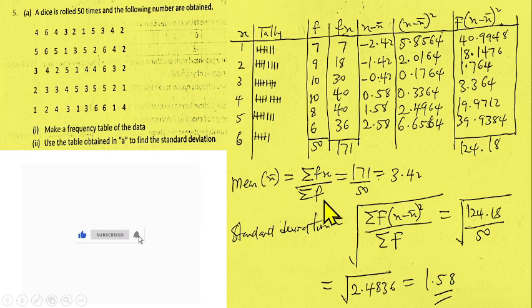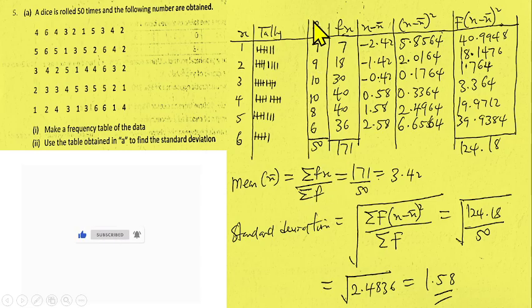So how do you get standard deviation? Standard deviation is the square root of the summation of f into x minus x bar squared over summation f. And in our formula here we are having x bar, which is mean, so we need to first get our mean, which is x bar, before we can now go to standard deviation. So how do you find the mean of a grouped data? Mean is summation fx over summation f.